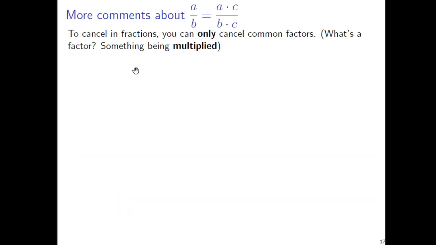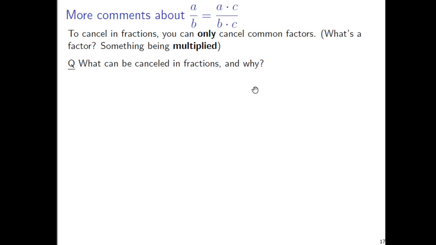Okay, some more comments about this formula. Again, to cancel, you can only cancel common factors, right? So what's a factor? I really want to clarify that a factor is something that's being multiplied. So take a look here, a times c, a is a factor, c is a factor of the numerator. Down here, you have b times c, so b is a factor of the denominator and c is a factor of the denominator.